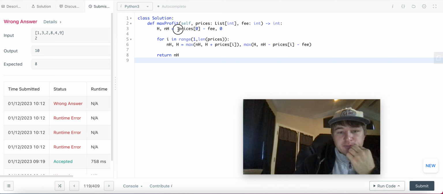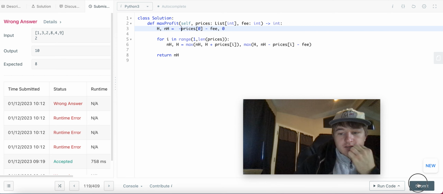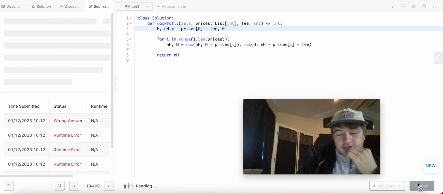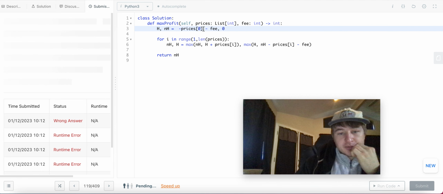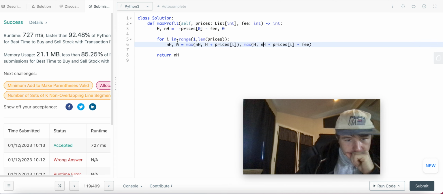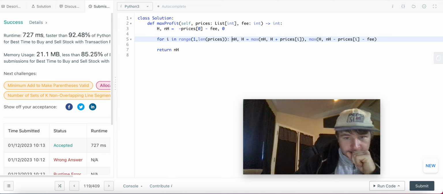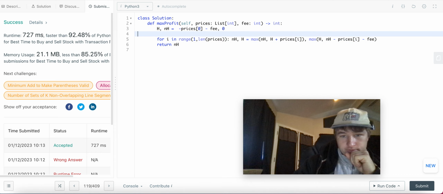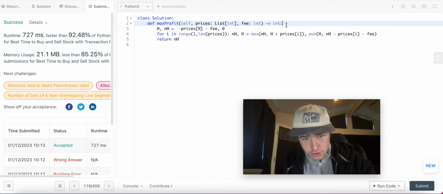Oh, because I have to spend negative prices. I mean, I wrote that in my solution, but I didn't, you know. Right, because I lose the first cost of the price, and then the fee when I'm holding it, right? Not holding. Here, okay. That's good enough for me. Three-line solution, pretty clean. Let's go over the runtime.